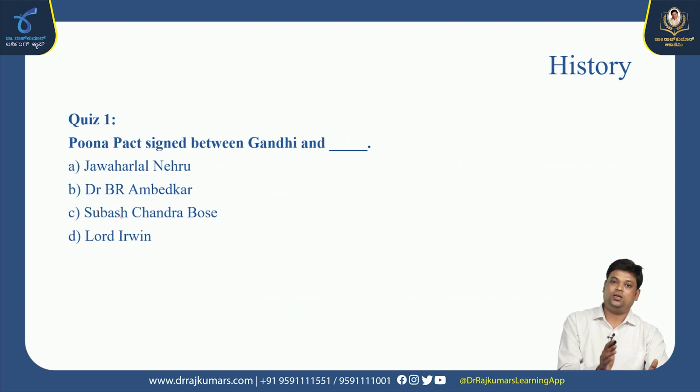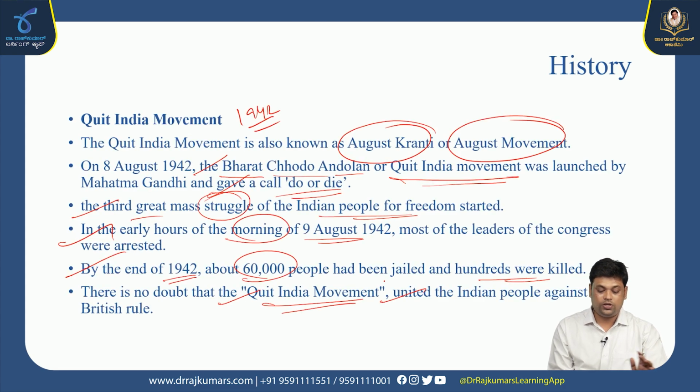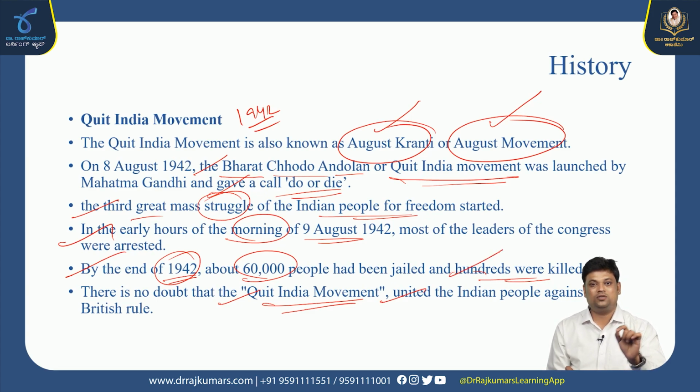Based on the concepts we have discussed so far, as I told you, just concentrate on the static portion. Here, the Quit India movement 1942 was launched by Mahatma Gandhi. Other names of the Quit India movement are August Kranti or August movement. By the end of 1942, around 60,000 people got arrested and hundreds of people were killed. So the Quit India movement is the successful movement and the third popular movement in the Indian national freedom struggle.